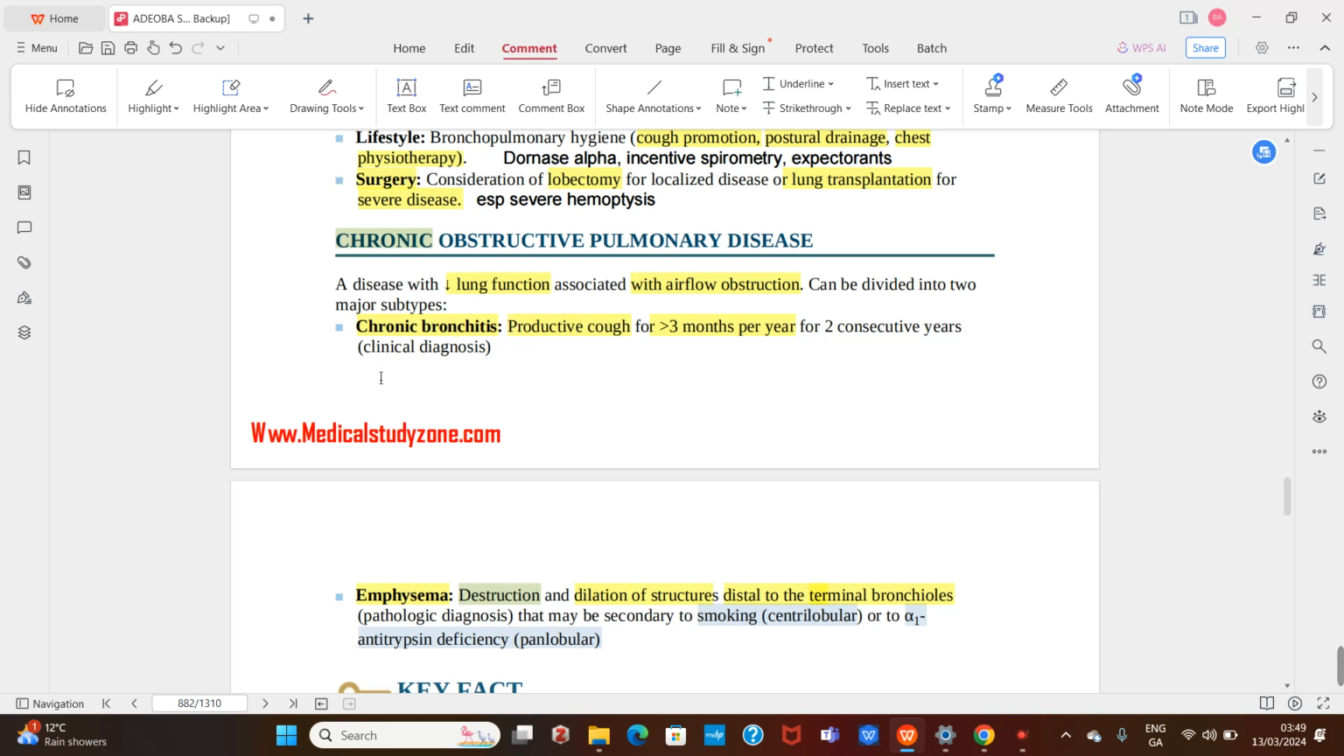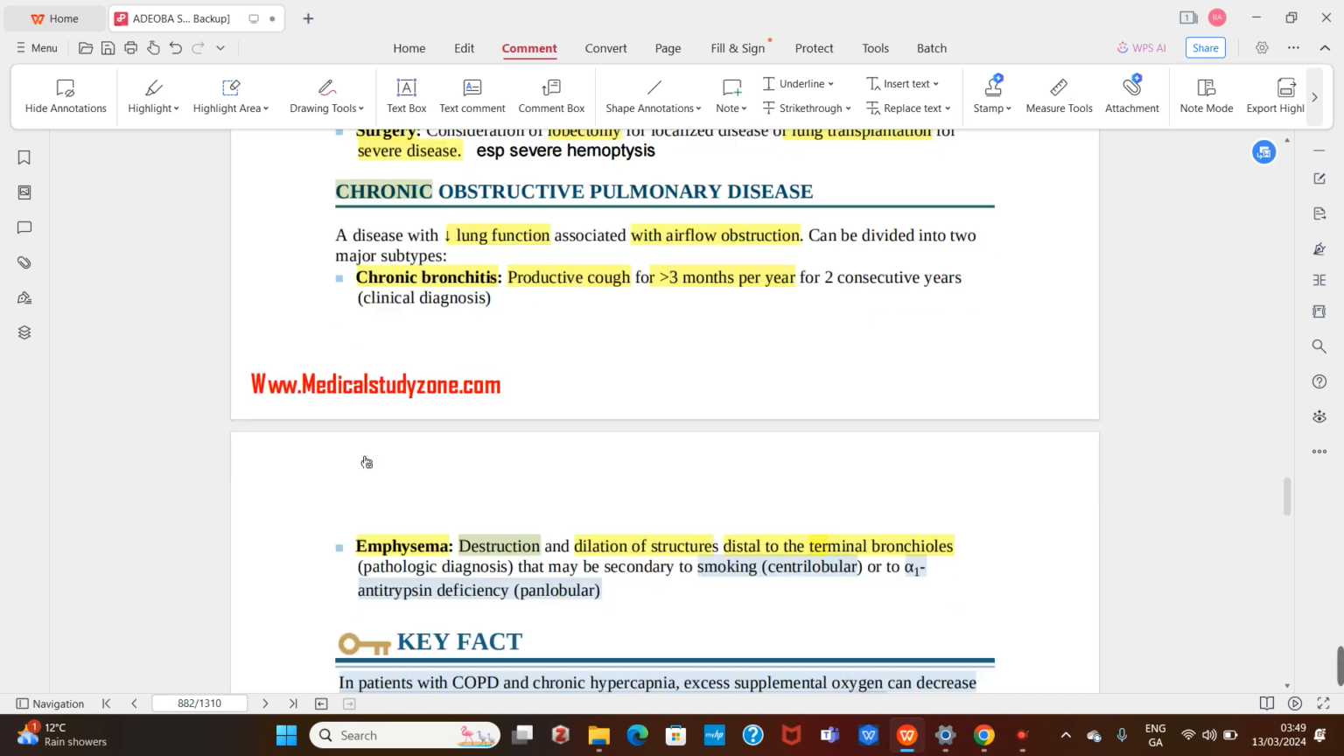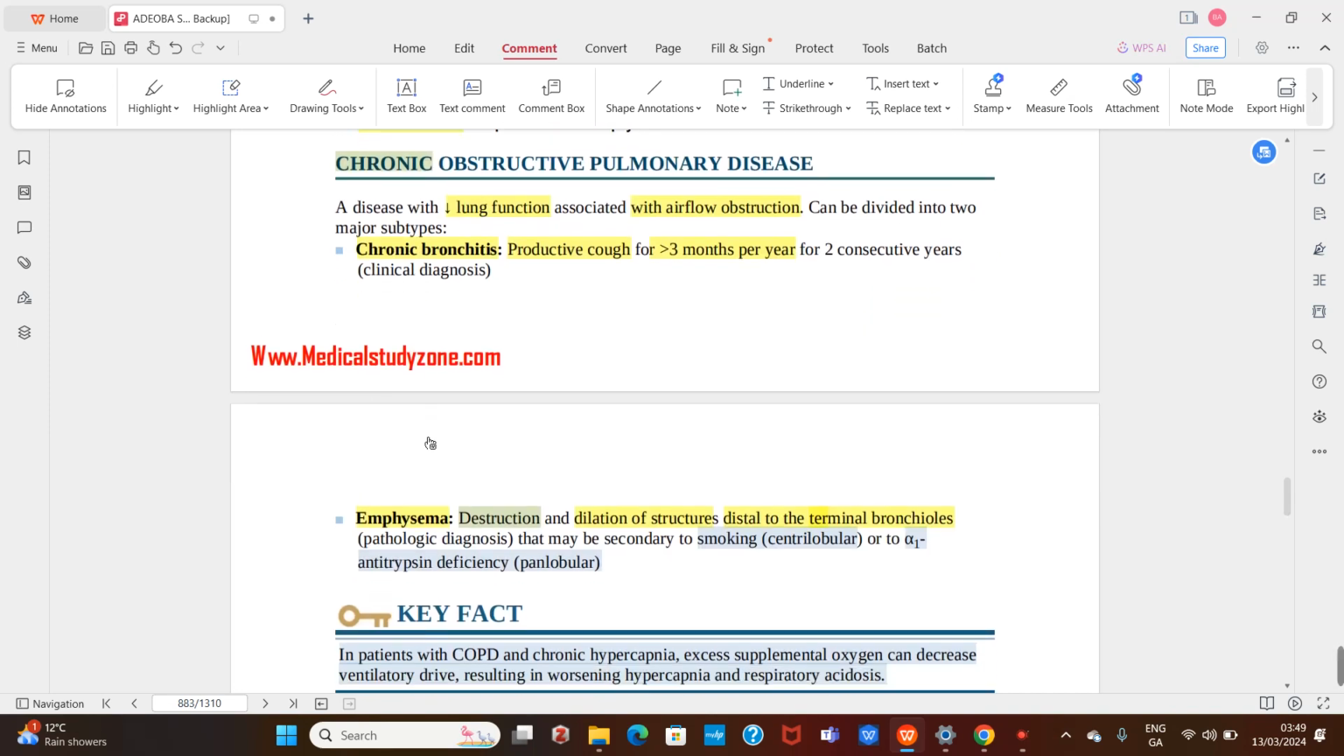I must mention that the commonest cause of chronic bronchitis is smoking. So once you see the history that somebody is smoking and having this kind of presentation, you should have COPD at the back of your mind, particularly the chronic bronchitis form. Whereas the emphysematous form is pathologic, so you might not really make the diagnosis from your history, because they might not really present with productive cough.